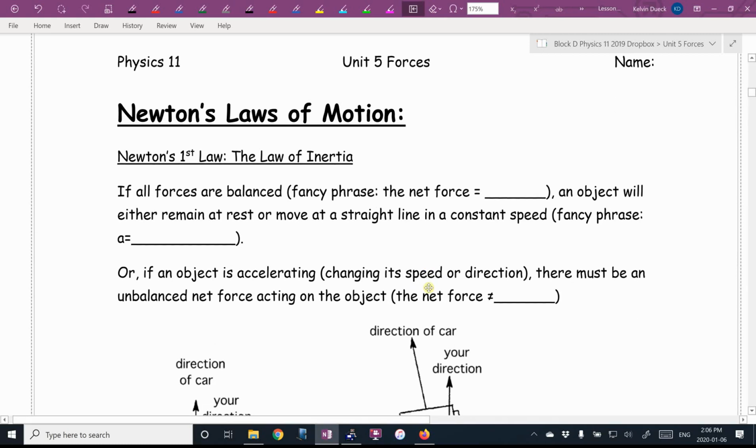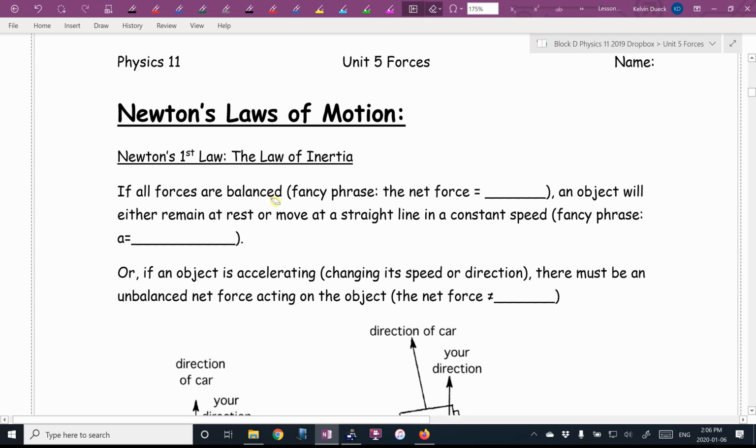Isaac Newton's first law is the law of inertia. It's often phrased something like this. You may have heard this. Objects at rest tend to remain at rest. Objects in motion tend to remain in motion, which is stupid. What a terrible way to say it. Here's what Newton's first law says.